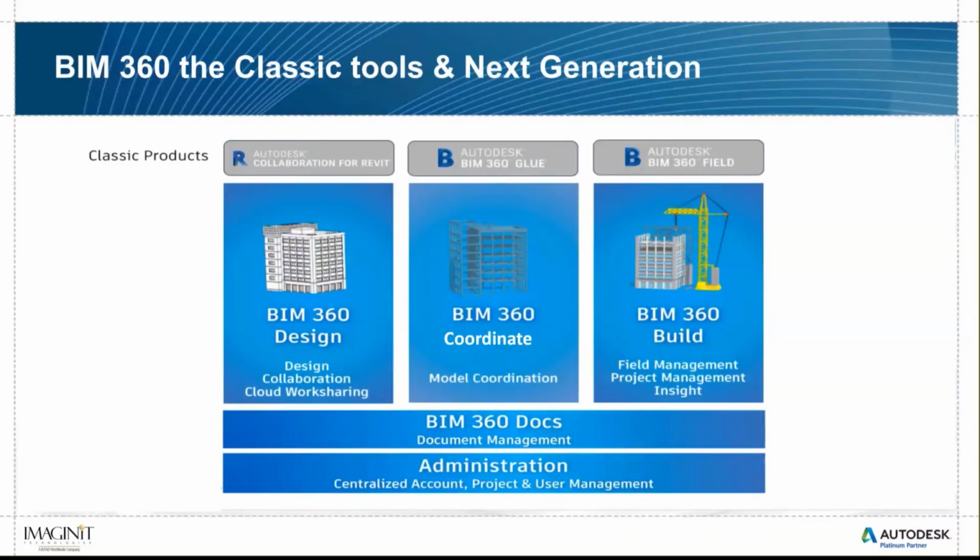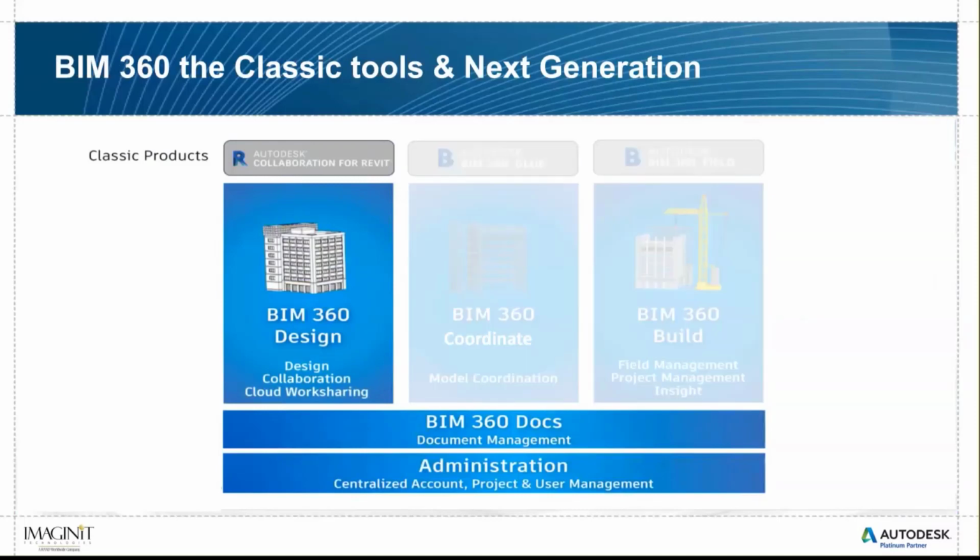But today, what we're talking about, these are kind of all the core tools. We have design, coordinate, and build. Briefly, coordinate is for clash detection, and BIM 360 Build is for construction management in the field. BIM 360 Design, though, is the platform for people to collaborate in the cloud with Revit and or Civil products. And then docs is the foundation here. So some people just need docs, or they can upgrade to the BIM 360 Design solution.